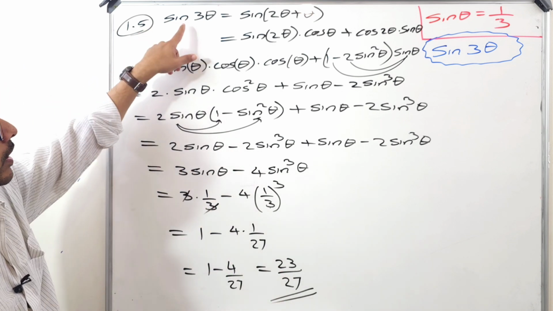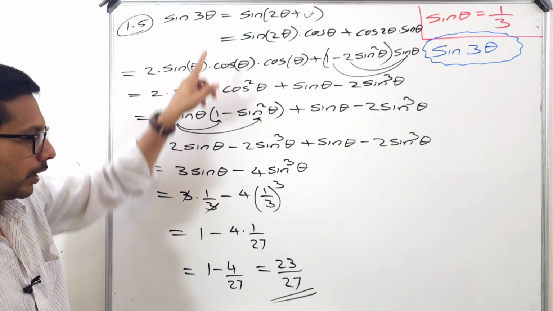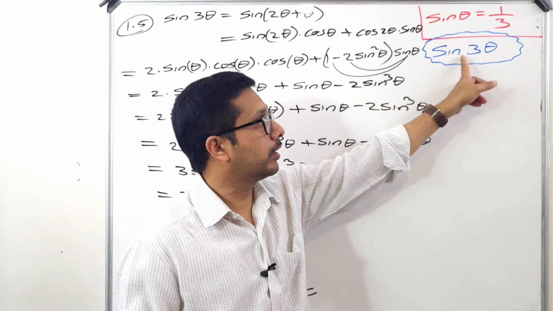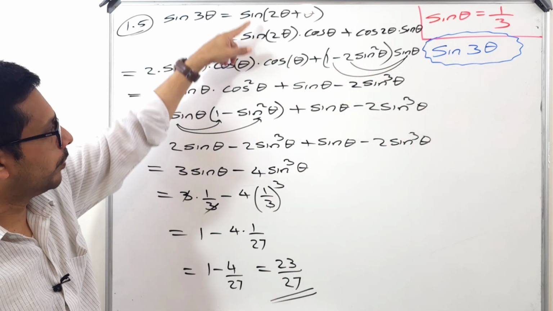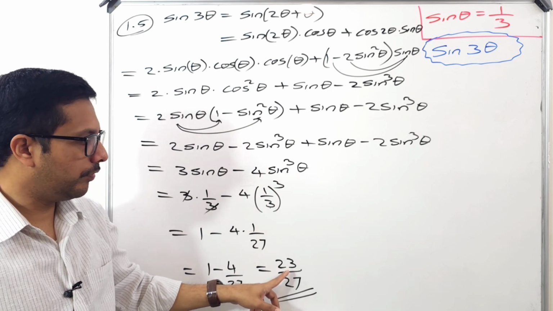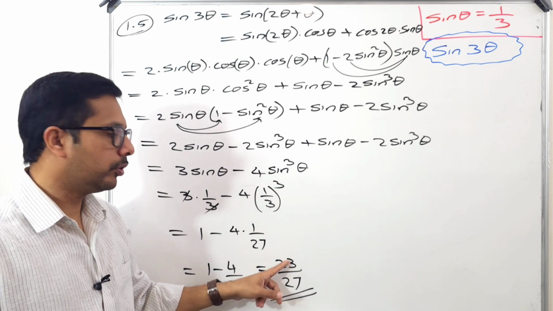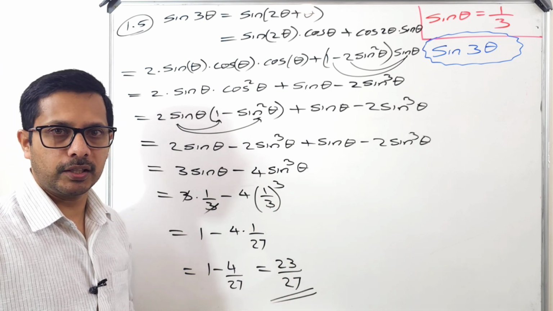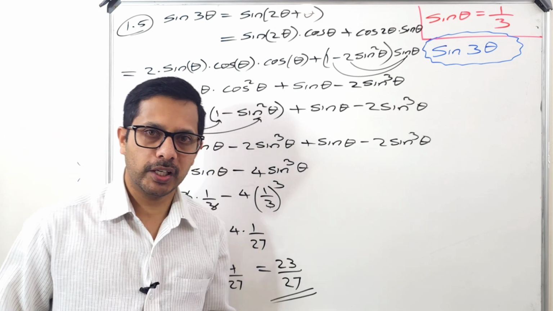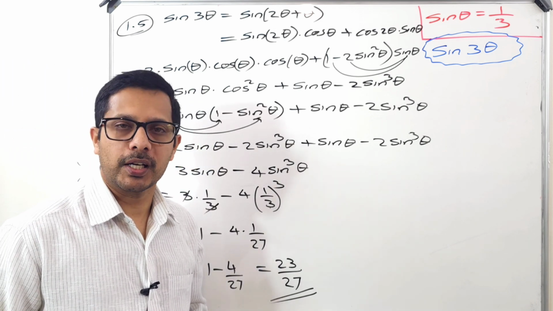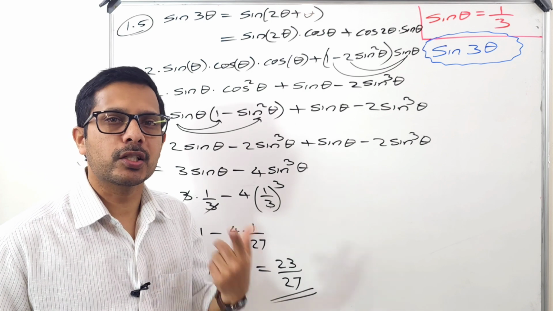So what is the answer of sine 3 theta? What do they want in the question? Sine 3 theta, the numerical value. So when we simplify, finally we got sine 3 theta as 23 by 27. Okay, so that is question number 1.5. I hope you understand clearly. So practice this type of question.